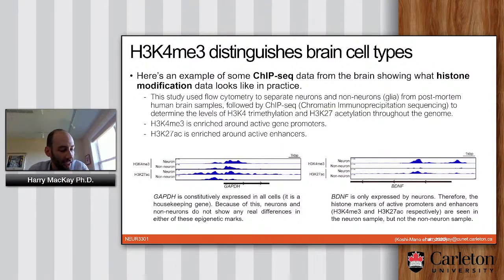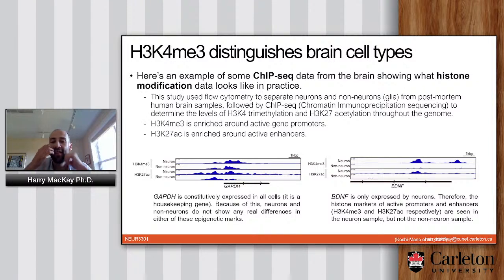So getting back to H3K4me3, this is purely an example of what these types of things look like. It's not something that you need to remember as a fact on its own. But as I said, this is a type of histone mark that demarcates actively transcribed genes. So the more H3K4me3 you have, the more actively those genes are expressed in that cell type.